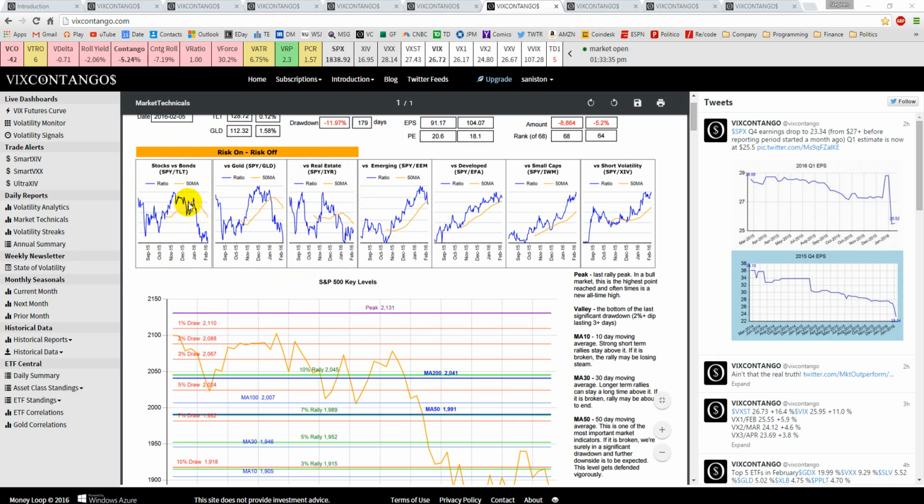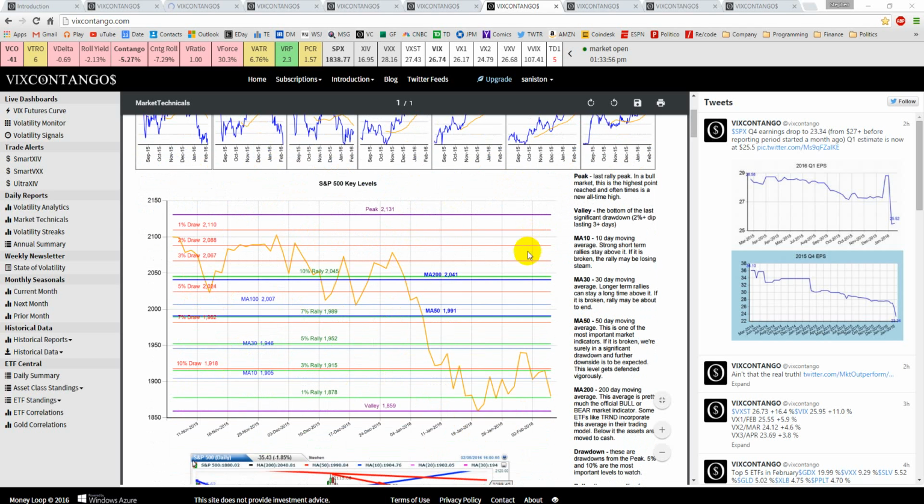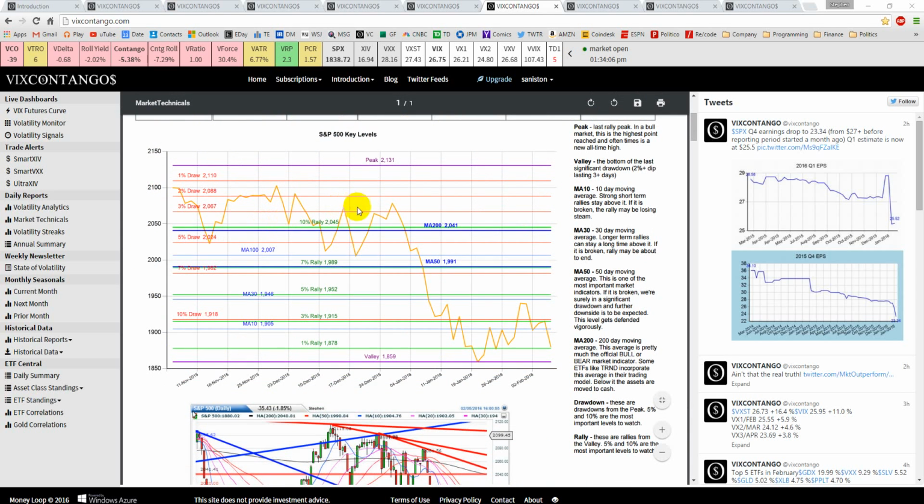So when stocks are losing out to bonds, gold, and real estate, we're in a risk-off environment. And when they are leading, we're in a risk-on environment. In this case, we're in a risk-off environment. Then we also have comparison against emerging markets, against developed markets, against small caps, and against the short volatility ETF itself.